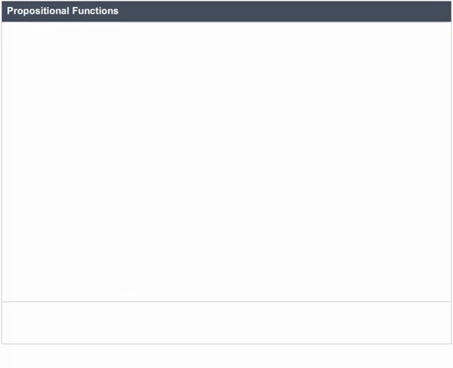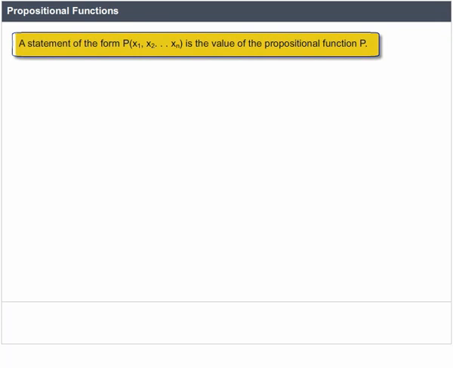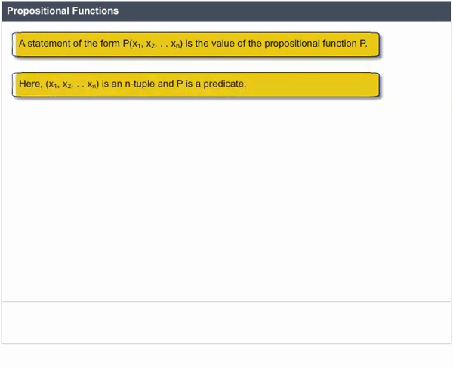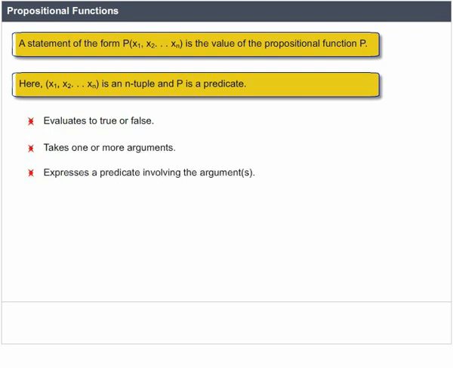Propositional functions. A statement of the form P(x1, x2, ..., xn) is the value of the propositional function P. Here, (x1, x2, ..., xn) is an n-tuple and P is a predicate. It evaluates to true or false, takes one or more arguments, and expresses a predicate involving the arguments. It becomes a proposition when values are assigned to the arguments.